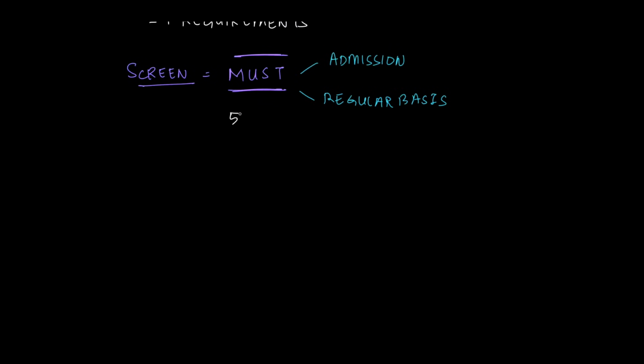So, the MUST tool is a 5-step tool in which step 1 is assessment of the BMI. Based on the BMI, we score the patient. So, any patient having a BMI of more than 20 would have a score of 0. 18.5 to 20 would have a score of 1, and less than 18.5 would have a score of 2.